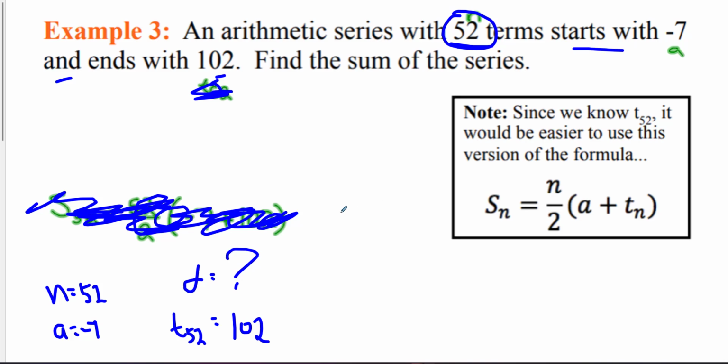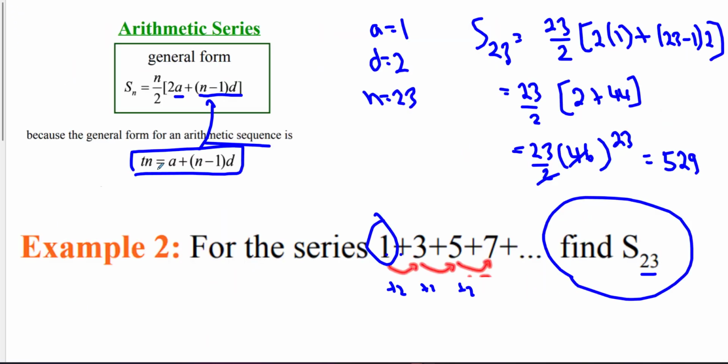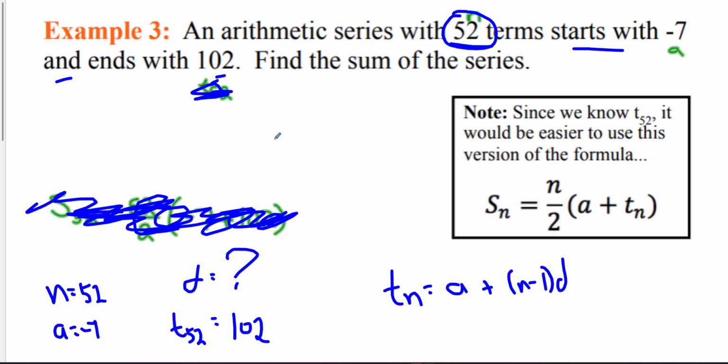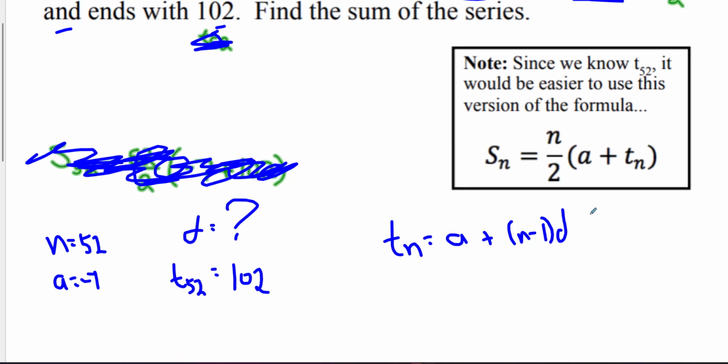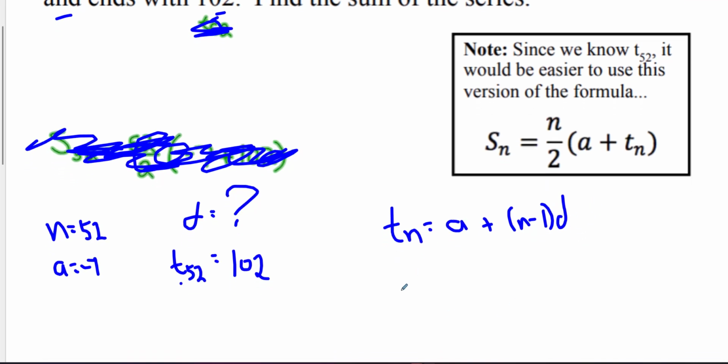So what I'm going to do is I'm going to actually solve for D. But how? Remember the generic equation Tn is equal to A plus n minus 1 times D. I think that's the equation. Yeah, that's right. So this is the equation for an arithmetic sequence. And I know that n is equal to 52. So T52 is equal to A, which is -7, plus 52 minus 1 times d.